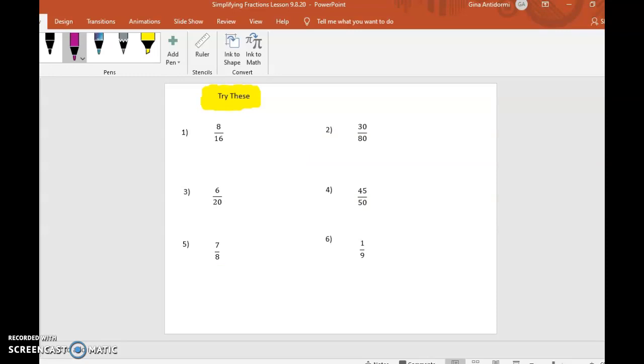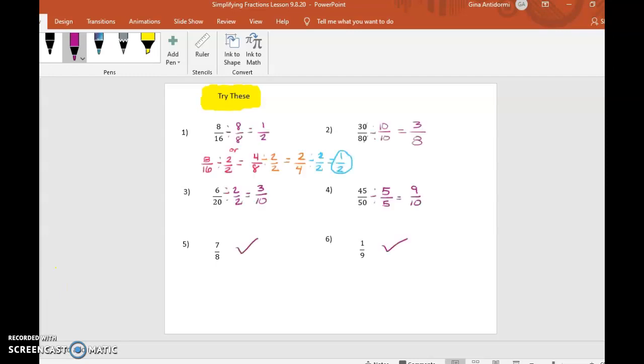Okay, now let's put all of these rules together. Feel free to rewind this video if you need to go back. So you want to see if it's divisible by 2, by 5, by 10, by 3, or if the numerator is a factor of the denominator, or if they may already be simplified. Okay, pause it and try them, and then unpause it to see your answers. Okay, and here are your answers.